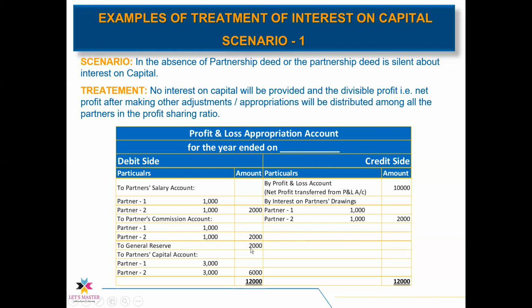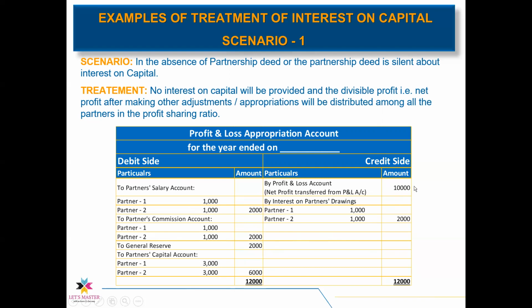So after deducting this 6,000 from 12,000, the balance 6,000, which was available for distribution among partners as profit, that amount, that 6,000 is actually the divisible profit. So in the net profit, we have made all the adjustments.